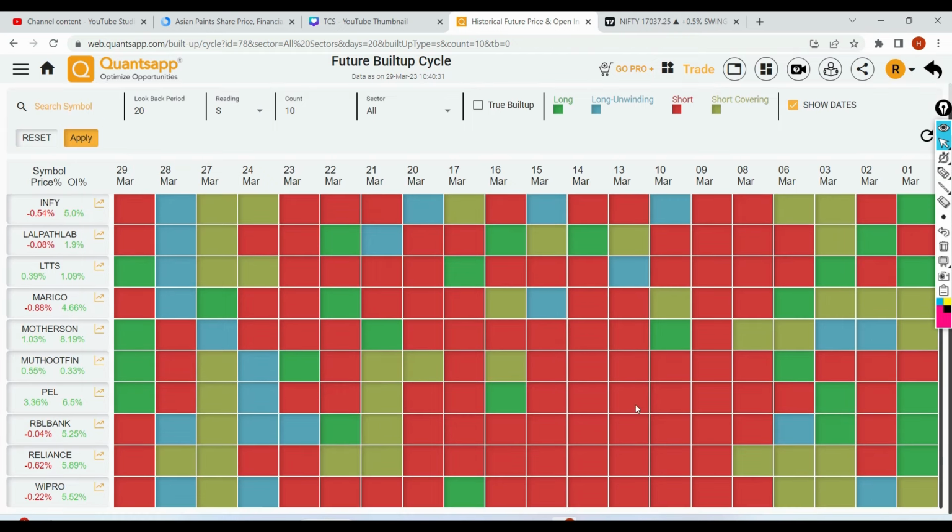Now check this stock, RBL Bank. Since 8th March, continuously for 10 days, it went down, right? Will this not help you in terms of selecting the stock? I'll show you everything. I'm just starting with the basics.